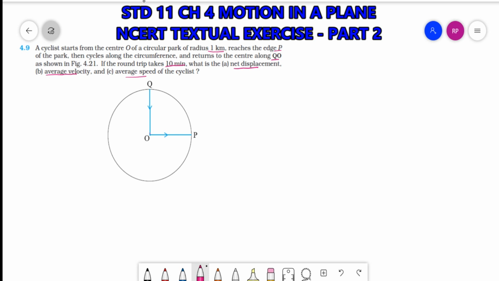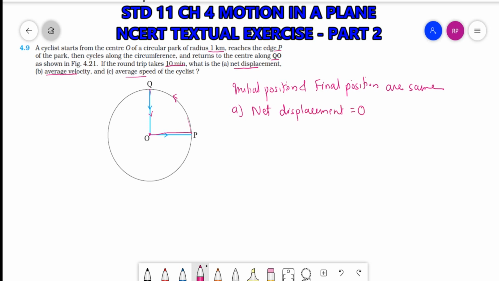So the cyclist starts from position O, moves to P, then circles on the circumference till Q, and then again moves back to O. Clear? Now see, the initial position and final position are the same. So what is the net displacement? Zero. Net displacement is equal to zero.